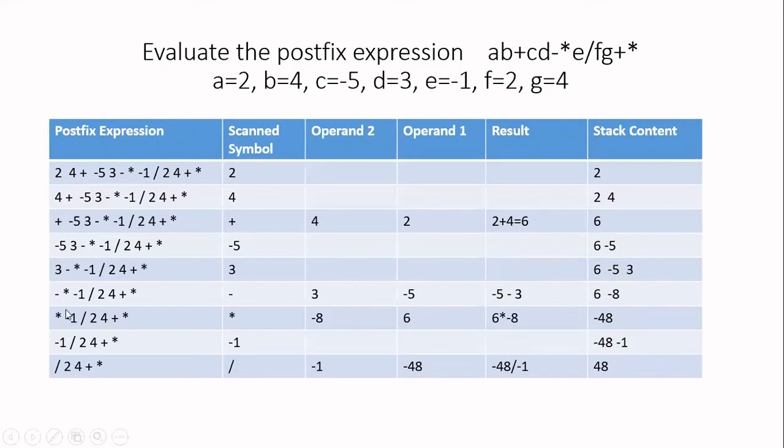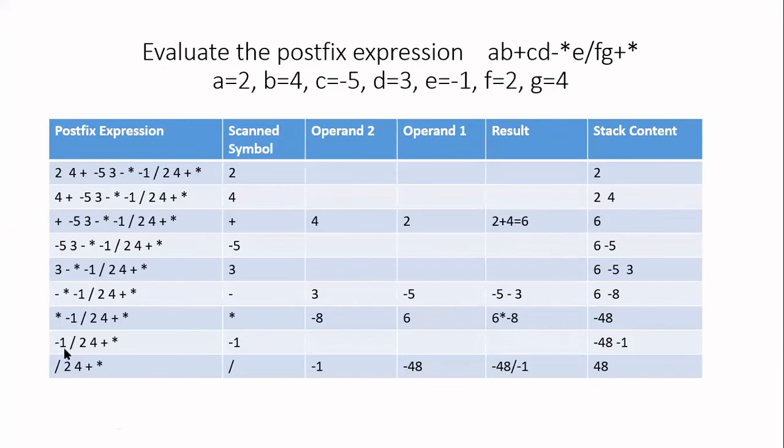Next, I have the symbol multiply. When you have multiply, it is an operator. So remove 2 operands from the stack. Whatever you remove first, -8, that will be operand 2. Whatever you remove second, 6, that will be operand 1. Now apply the operator on both the operands. So first take 6, then multiply, then operand 2, -8. 6 multiplied by -8 is -48. Now push that -48 onto the stack. Previously it had 6 and -8, but we have popped them. The stack is empty now. So push -48 onto the stack. Currently it has only one element.